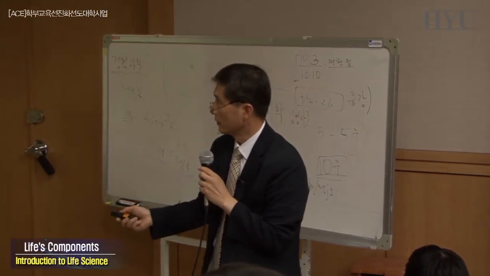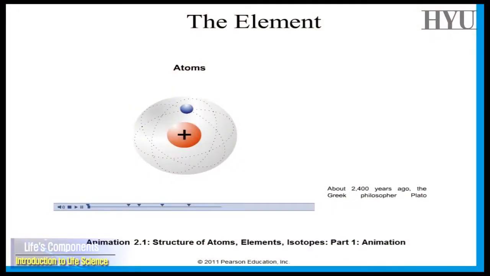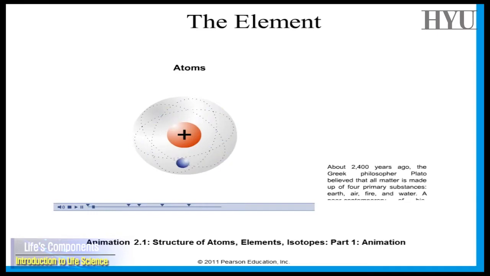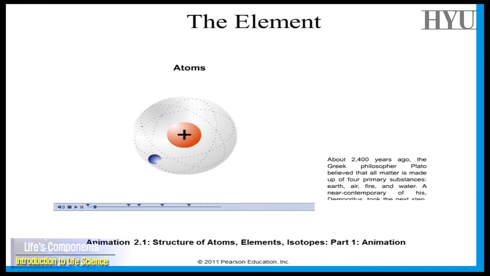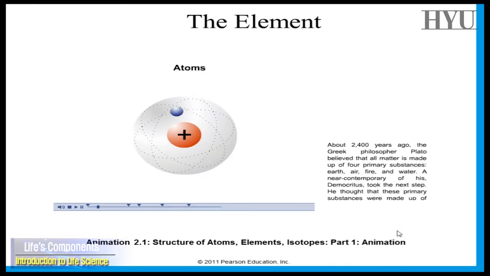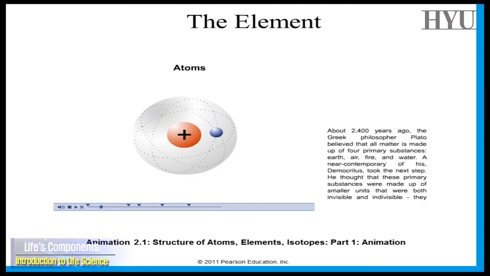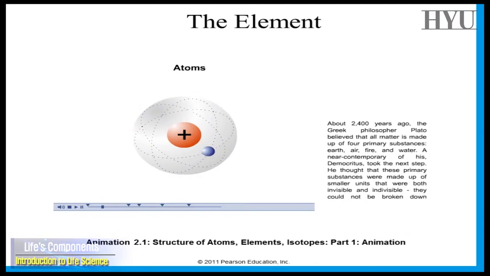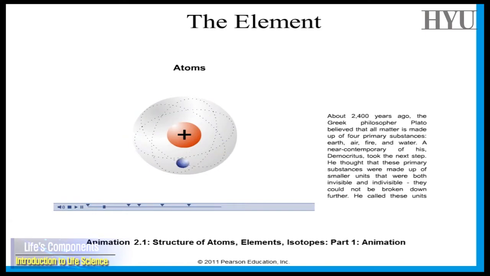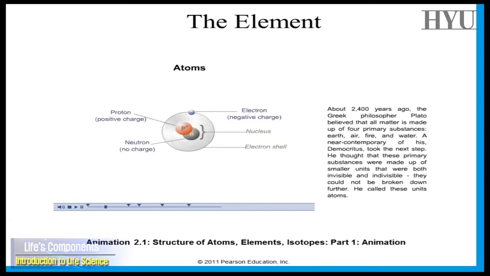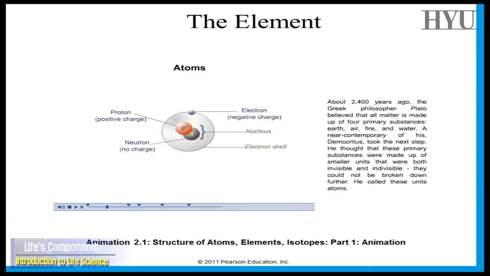About 2,400 years ago, the Greek philosopher Plato believed that all matter is made up of 4 primary substances: earth, air, fire, and water. A near contemporary of his, Democritus, took the next step. He thought that these primary substances were made up of smaller units that were both invisible and indivisible. They could not be broken down further. He called these units atoms.